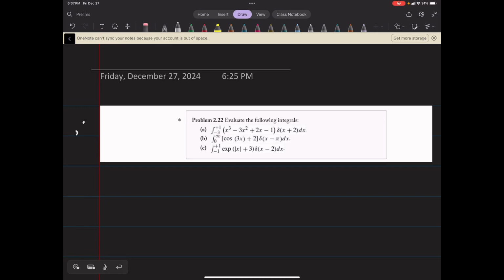Alright everyone, this is problem 2.22 out of Griffiths Quantum Mechanics textbook.